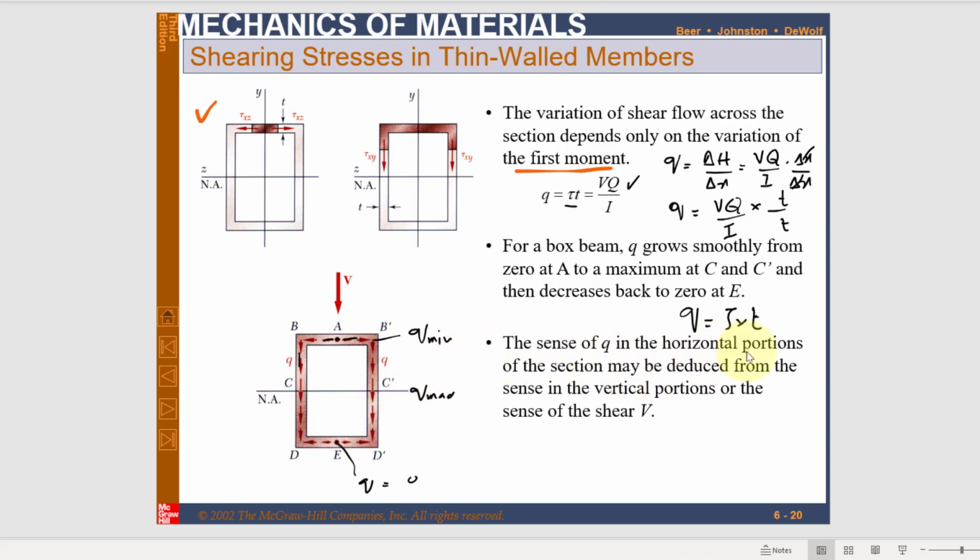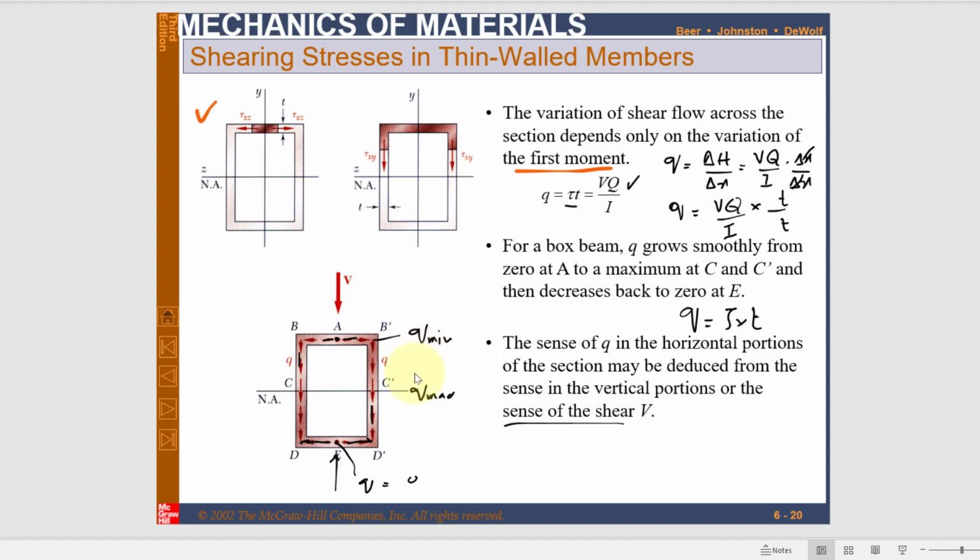The sense of Q in the horizontal portion of the section may be deduced from the sense in the vertical portion, that is, the sense of the shear force. So you can see that the shear flow, from point A, splits into two, and then it comes toward point C, and again it is merging. So if the force was like this, the shear flow will be like this. Again from point E it will go toward this, and it will merge at point A, and it will give you 0.